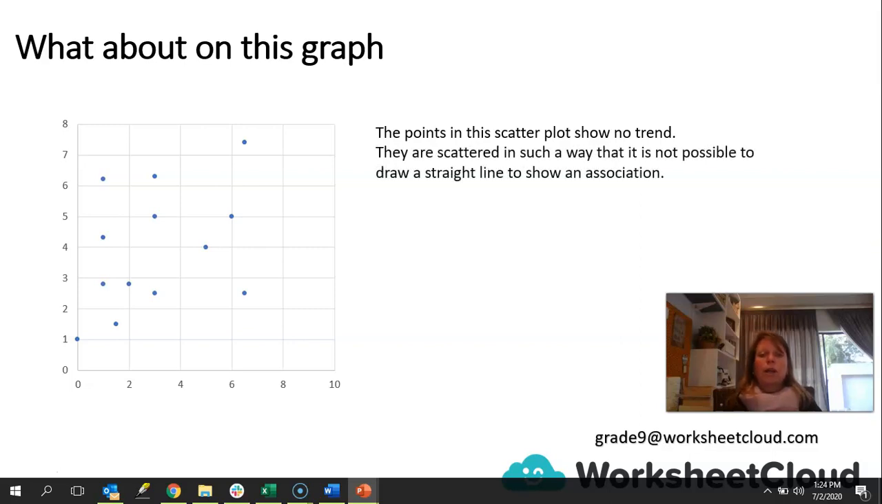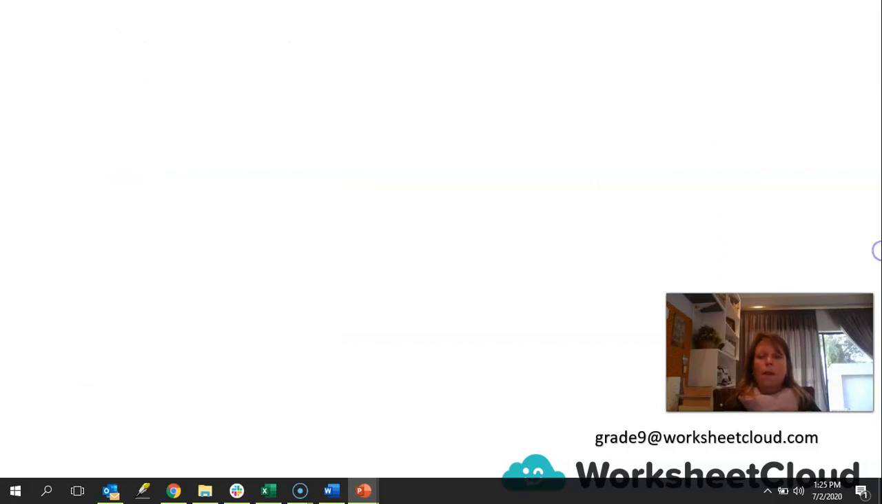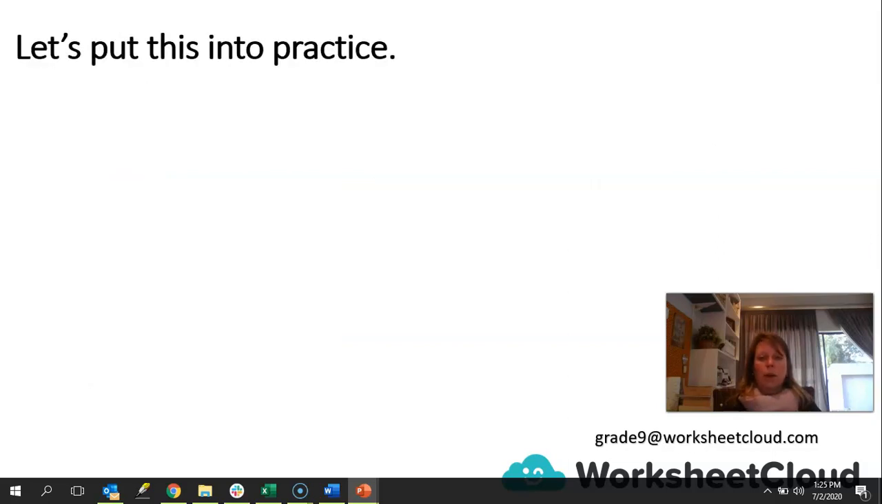All right, so they are scattered in such a way that it is not possible to draw a straight line to show an association, as I said just now. Right, we say there's no correlation between the variables, we can say there's no trend, or we can say there's no association. All of those words can be used to describe what's happening in a scatter plot. Okay, so let's put this into practice because I feel like I've given you a lot of information and I think you now need to see how it actually works.